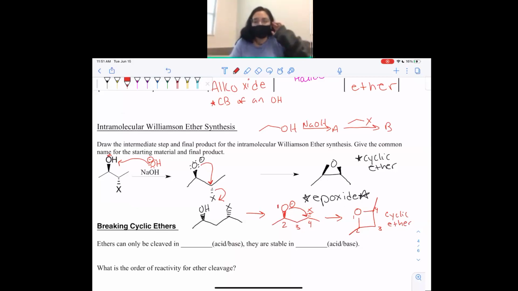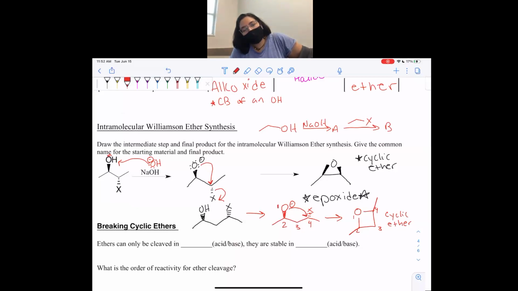And yes, someone said to clarify, intramolecular Williamson ether synthesis always gives a cyclic ether. And if that cyclic ether happens to be a 3-membered ring, it is an epoxide. But it's always going to be cyclic because it's intramolecular. It's within the same molecule.